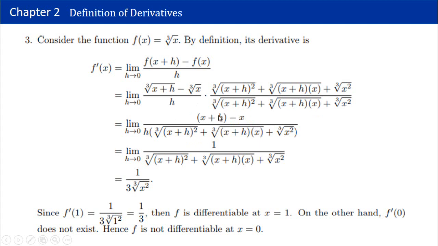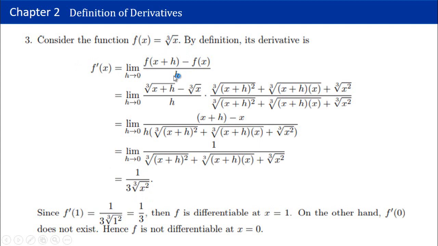That means we can cancel h, and what remains is 1 over these things in the denominator. And as h goes to 0, this is 0, and this one is 0. So we have x squared, and x squared, and x squared, that is 3x squared, so that is 1 over 3 times the cube root of x squared. This is the first derivative of the cube root of x.